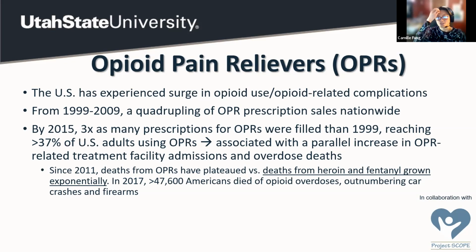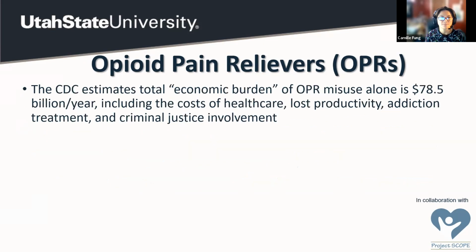Some of the scary statistics that I can quote for you is that since 2011, deaths from OPRs have plateaued, but deaths from heroin and fentanyl have grown exponentially. In 2017, almost 50,000 Americans died of opioid overdoses, outnumbering car crashes and firearms. The CDC estimates that the total economic burden of OPR misuse alone is close to $80 billion per year. This accounts for costs of healthcare, lost productivity from work, addiction treatment, and criminal justice involvement.